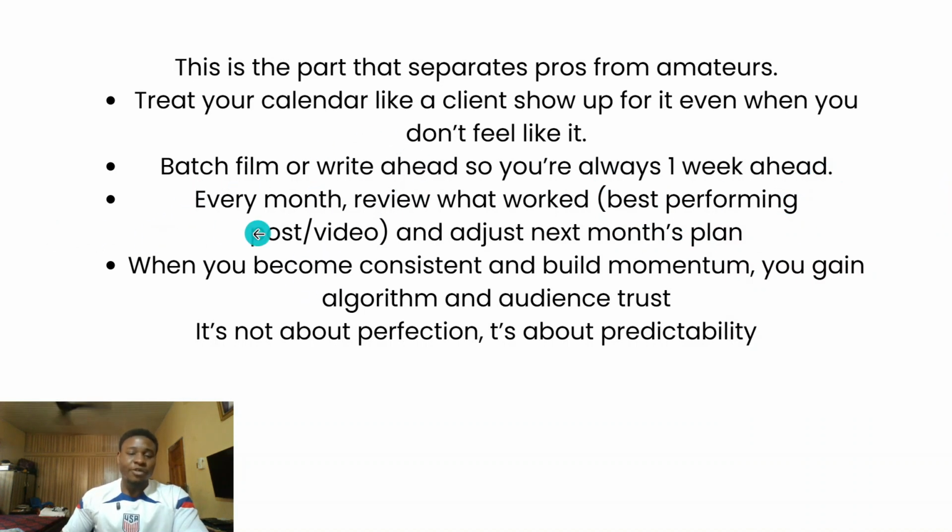The next thing is every month review what worked, review your best performing content, and adjust next month's plan. So you review what worked and then you do more of what worked. So this is like the rule of thumb.